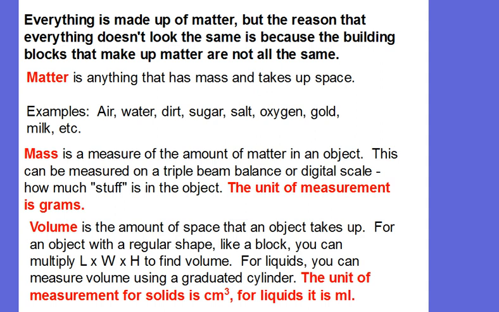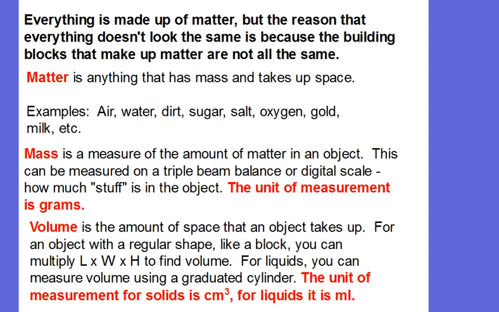Okay, so everything's made up of matter, but the reason that it doesn't all look the same is because the building blocks, what make up that matter, are not the same. So matter, like we said in class, is anything that has mass and takes up space. So it's made of some amount of stuff, and the amount of that stuff and how much space that stuff takes up is what makes something matter. So even if something is one single atom and it only has a very small mass and takes up a very tiny space, it's still matter. So some examples of matter are air, water, dirt, sugar, salt, oxygen, gold, milk, and I could go on and on.